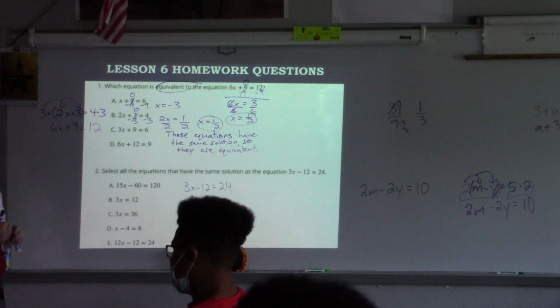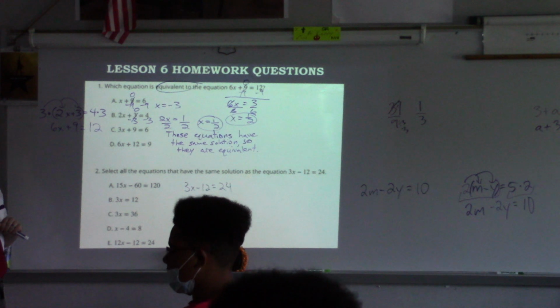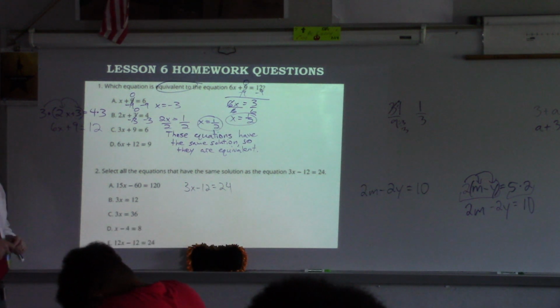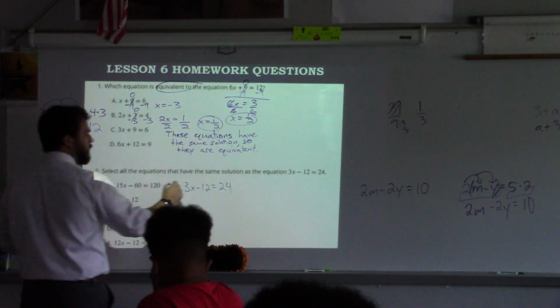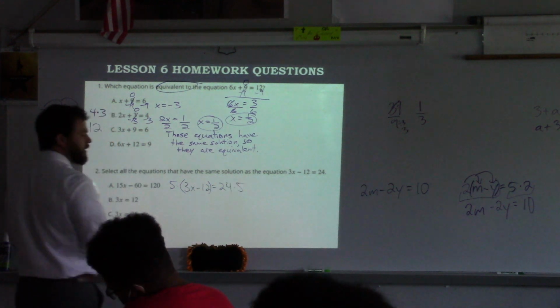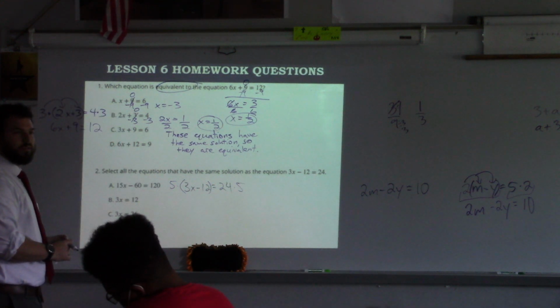Multiply? Multiply by what? Which one? Looking at A. Oh, multiply by 5. Can I multiply by 5? Now, I gotta use the property of equality. And let's use the calculator. Did someone say how did they get that?